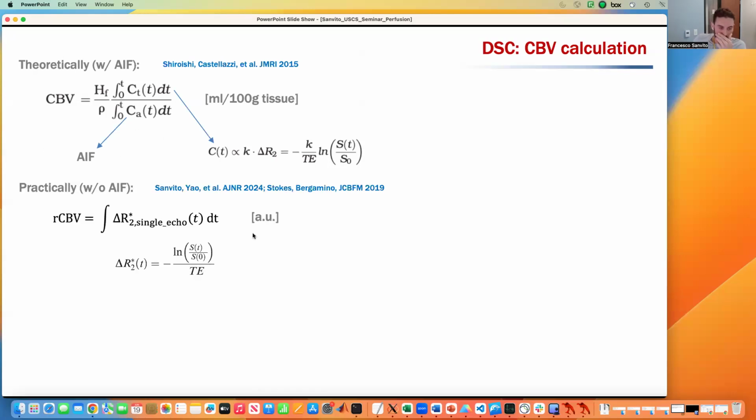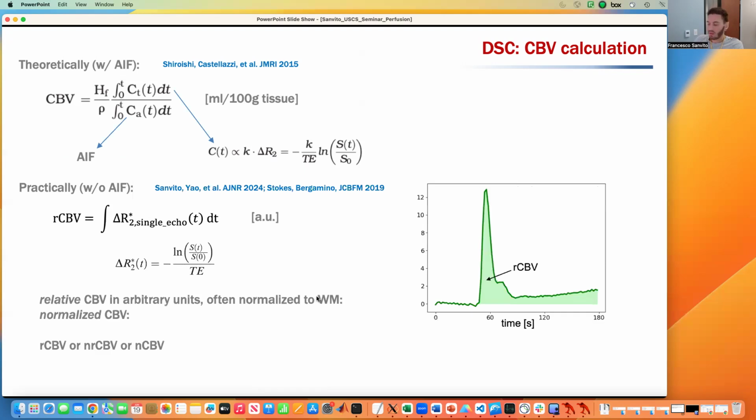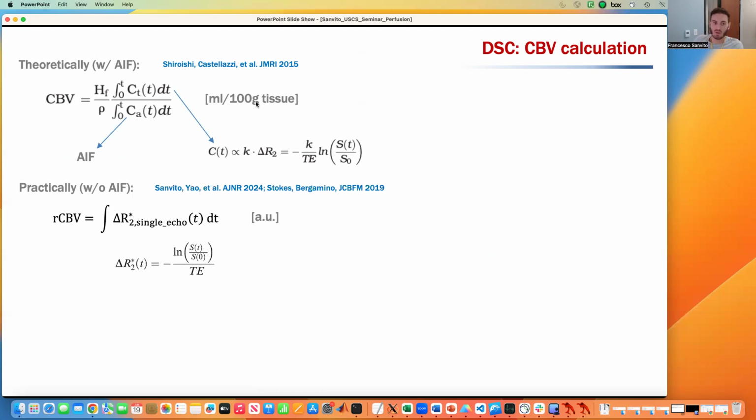Pragmatically, we don't do this anymore. What we usually do is we calculate delta R2 star over time from a single echo, as we said. We'll talk about what multi-echo is later, with this equation. And then the integral under the curve that we showed, so the area under the curve, is proportional to the absolute CBV. That's why we call it relative CBV. So relative CBV means not absolute CBV, means a metric that is proportional to CBV. And it is not expressed in milliliters per 100 grams of tissue, it's in arbitrary units.